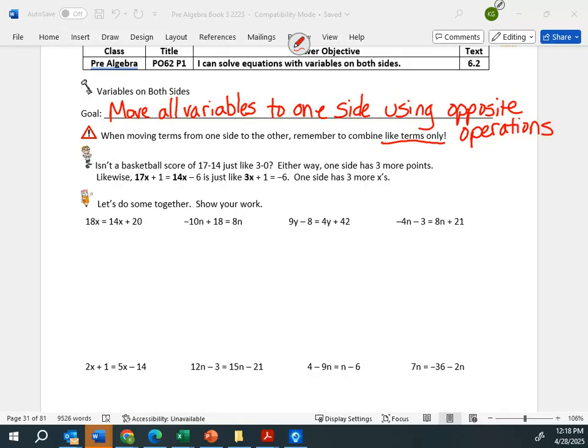Isn't a basketball score of 17 to 14 just like 3 to 0? Either way, one side has 3 more points. Likewise, 17x plus 1 equals 14x minus 6 is just like 3x plus 1 equals negative 6. One side has 3 more x's. So we're going to see what that means as we work it through.